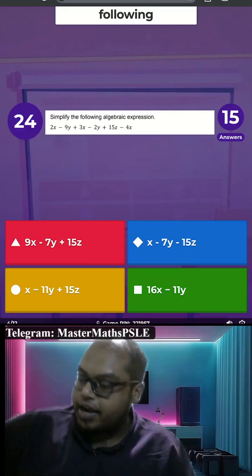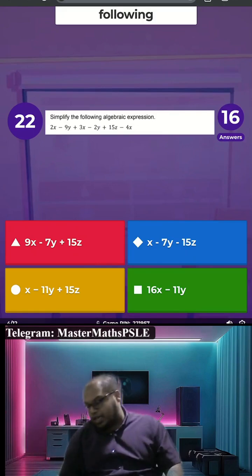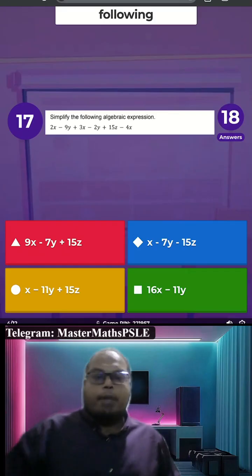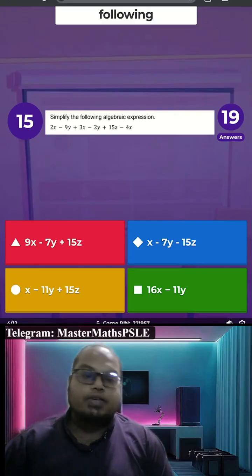Simplify the following expression. Remember the x with the x, the y with the y, the z with the z. Best is you can group them together first.